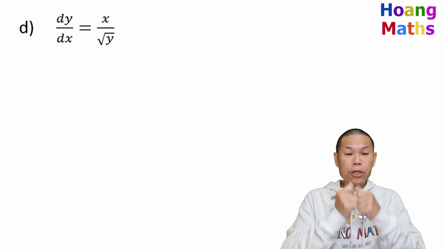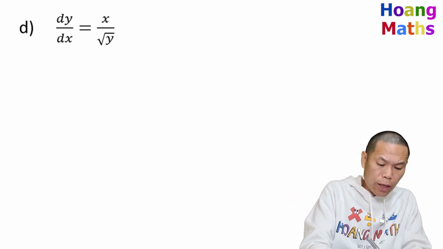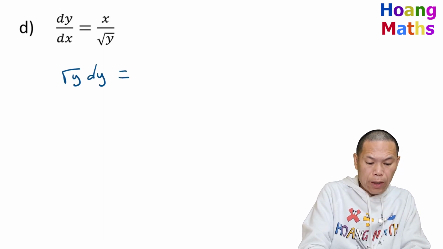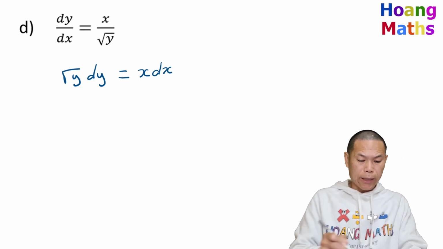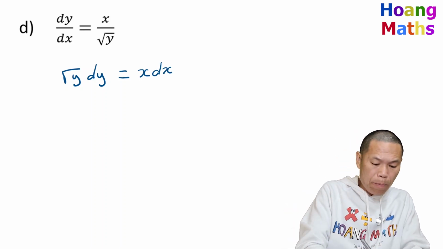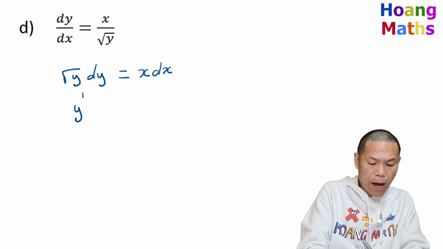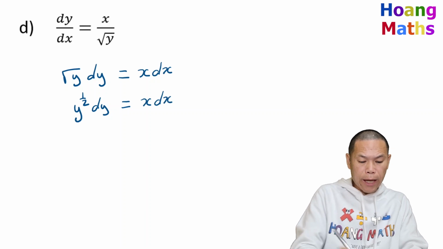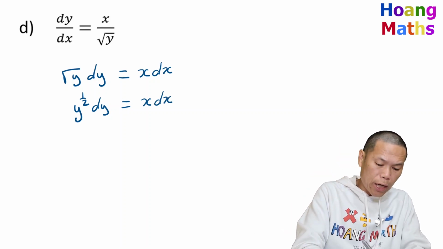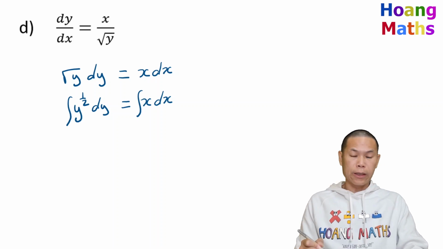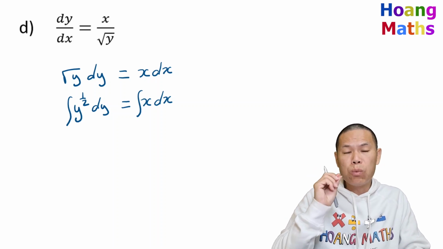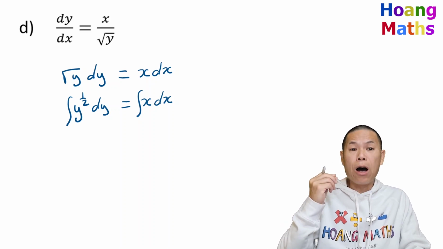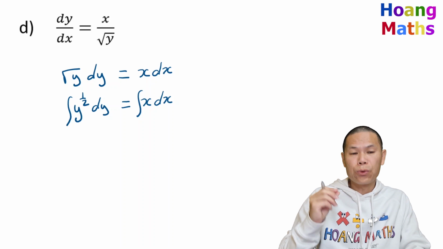Last one. So let me just cross multiply first. So that becomes square root of y dy is x dx. Square root of y is y to the power of half. So that is y to the power of half dy is x dx. So I integrate both sides. So integrate this, integrate this. Half plus 1 is 1.5, or 3 over 2 in this case. So we just go y to the power of 3 over 2 over 3 over 2.